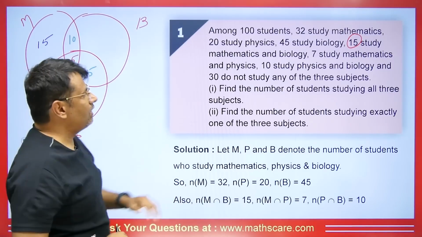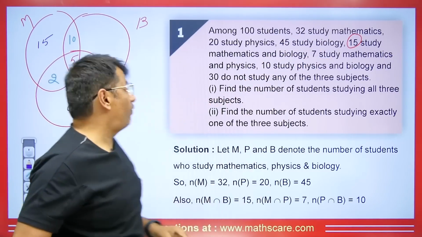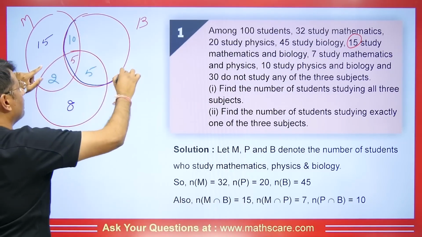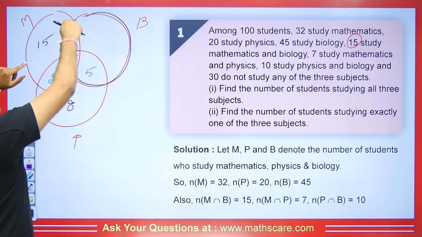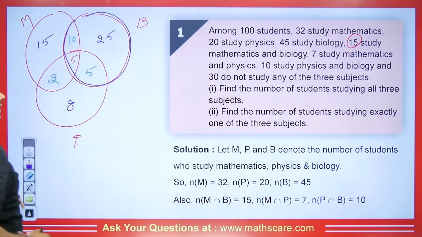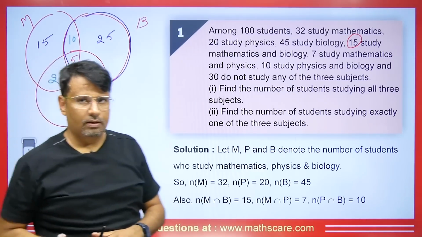For the 45 studying biology, this will be the region of biology. The overlaps here are 5 plus 5 plus 10 is equal to 20, and reducing them from 45 will give us 25. This breakdown helps you visualize how the Venn diagram segments the students.